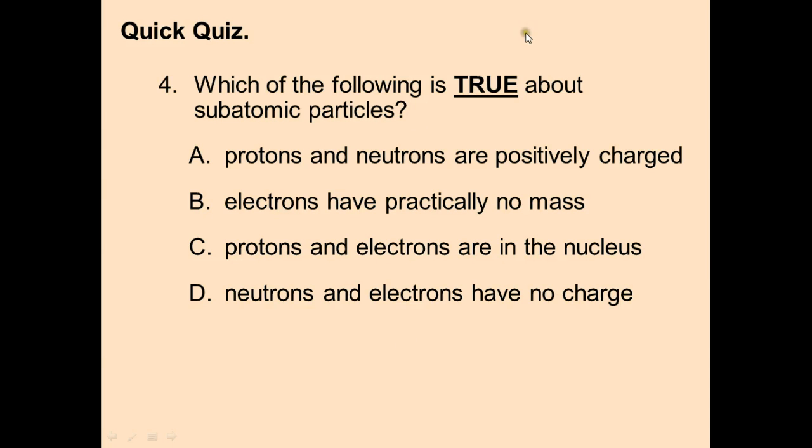And which of the following is true about subatomic particles? A. Protons and neutrons are positively charged. B. Electrons have practically no mass. C. Protons and electrons are in the nucleus. Or D. neutrons and electrons have no charge.